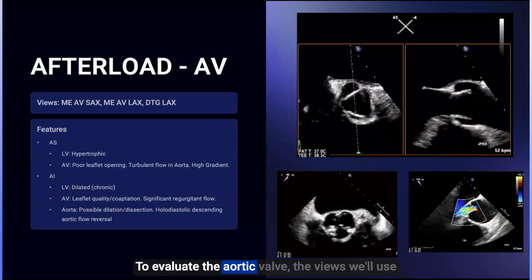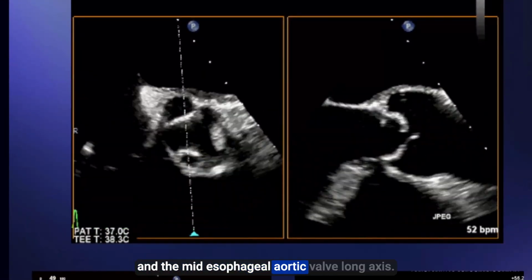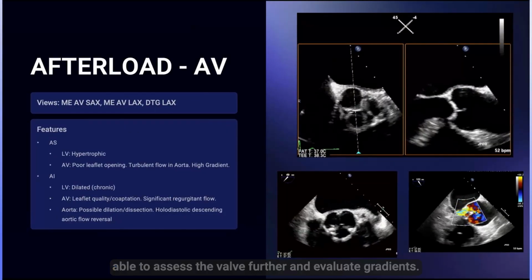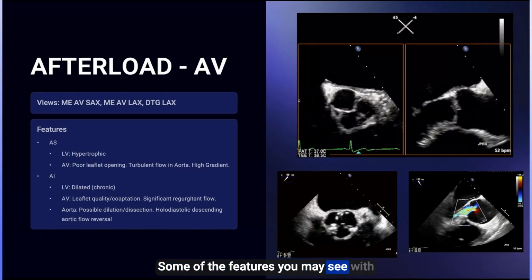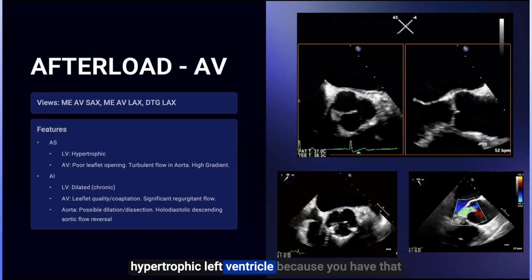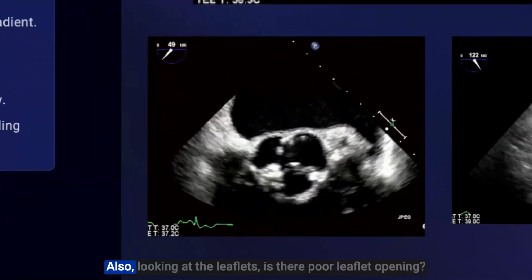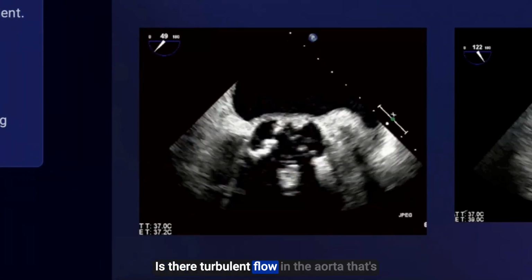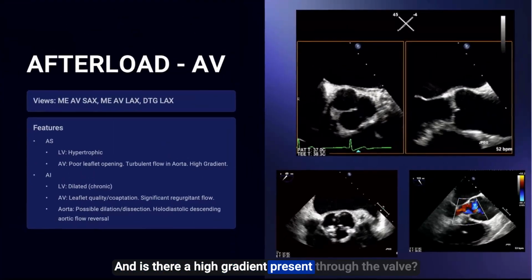To evaluate the aortic valve, the views we will use are the mid-esophageal aortic valve short axis and the mid-esophageal aortic valve long axis. Looking at the deep transgastric long axis as well to be able to assess the valve further and evaluate gradients. Some of the features you may see with echocardiography for aortic stenosis are a thickened hypertrophic left ventricle because you have that high afterload you're squeezing against every time. Also, looking at the leaflets, is there poor leaflet opening? Is there turbulent flow in the aorta that's caused by that poor leaflet opening? And is there a high gradient present through the valve?